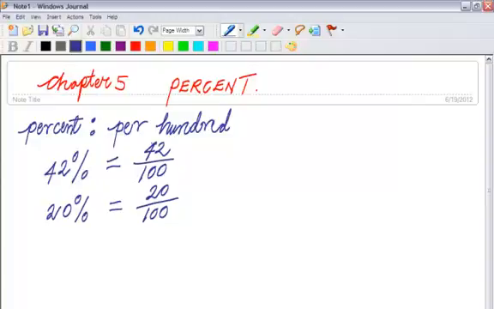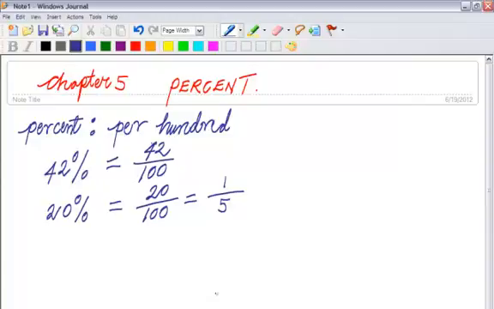So 20/100. Now note that this is a fraction. 20/100 is a fraction, right? Now each fraction can be reduced to lowest terms, right? So 20/100, if I reduce it to lowest terms, what do I get? Divide by 20. So divide the numerator by 20, I get 1. Divide the denominator by 20, I get 5. So 20% is the same as 1/5.